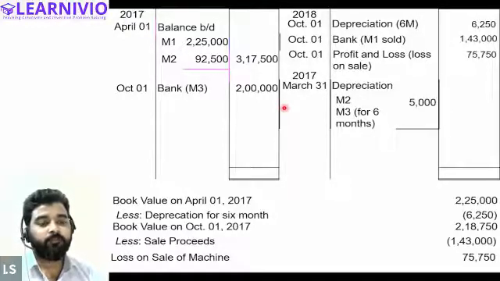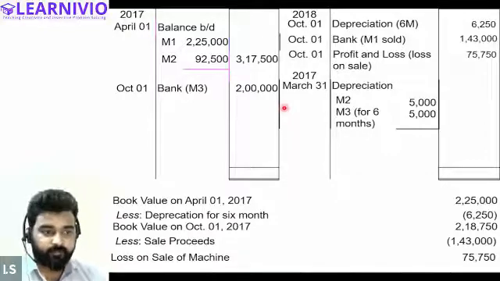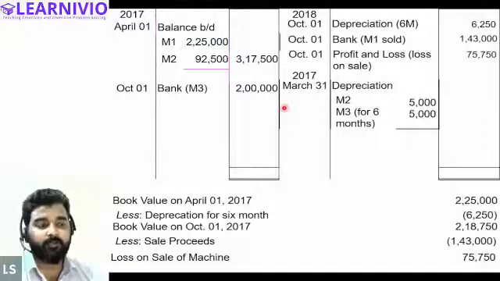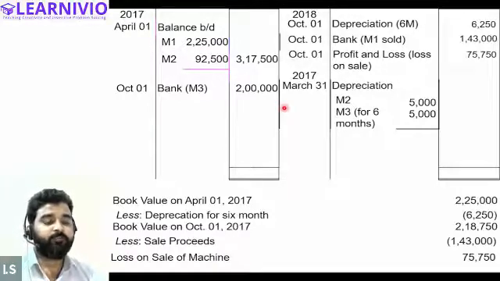So we will charge the depreciation on the second machinery 5,000, right? And for the third machinery, we will charge depreciation of 5% on 2 lakh, but for the 6-month period only. 5% of 2 lakh is actually 10,000, but we will be charging for half a year only. So that will be 5,000. So the total depreciation will be 10,000.